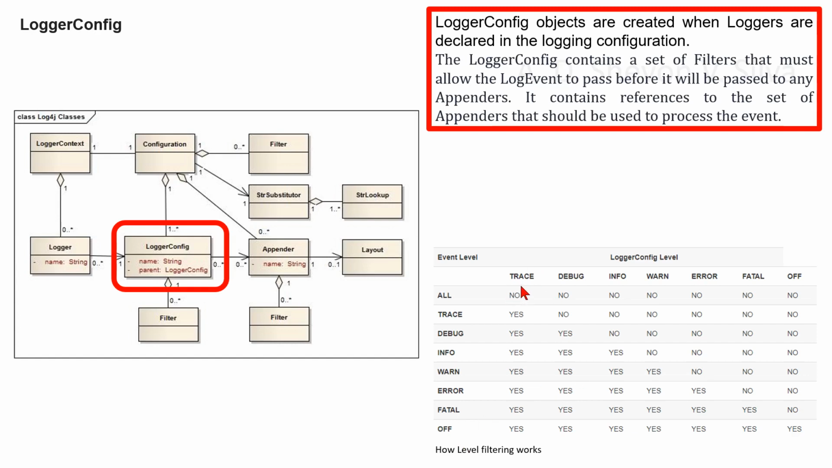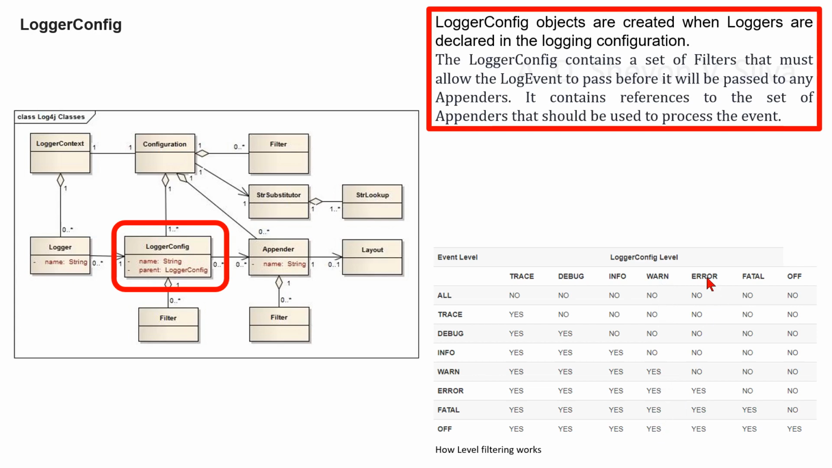Here, if we configure the log level to trace, all is no, and the other levels are yes. And if we set the configuration to debug, no for all and trace, and yes for other levels. And if we set the configuration to info, no for all, trace, and debug, and yes for other levels. And if you set the configuration to warn, no for all, trace, debug, info, and yes for others.